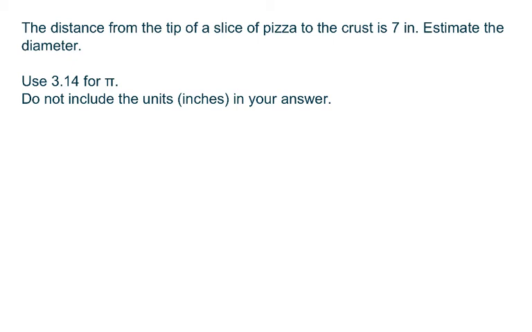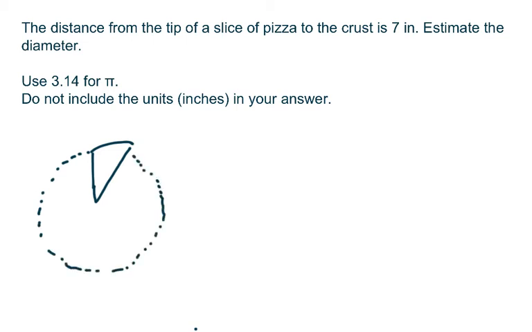For me, the first thing I'm going to do is just draw a quick sketch. So here's my slice of pizza. And what I know about a slice of pizza is that it's actually part of a circle. And when someone is describing from the tip of the slice to the crust, that means from here up to the crust. And so what I'm recognizing is that they're actually describing the radius, and they're telling me that the radius is 7 inches. Now that I can recognize that, I can go ahead and work on finding the diameter.